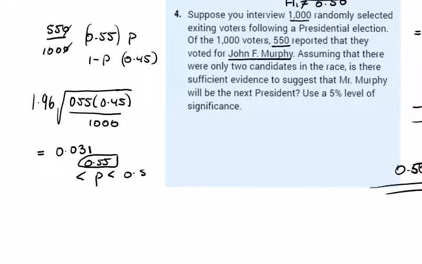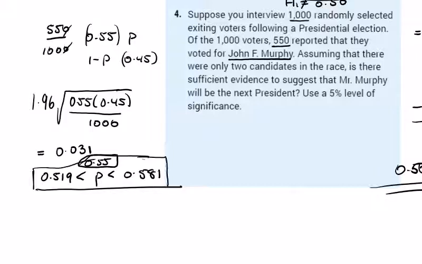So if I add my 0.031 onto that, I'm going to get 0.581, and if I take it away, I'm going to get 0.519. So here's my interval. It looks like there is evidence to suggest that he's going to win because the interval is greater than 50%. Therefore, evidence to suggest he will win.